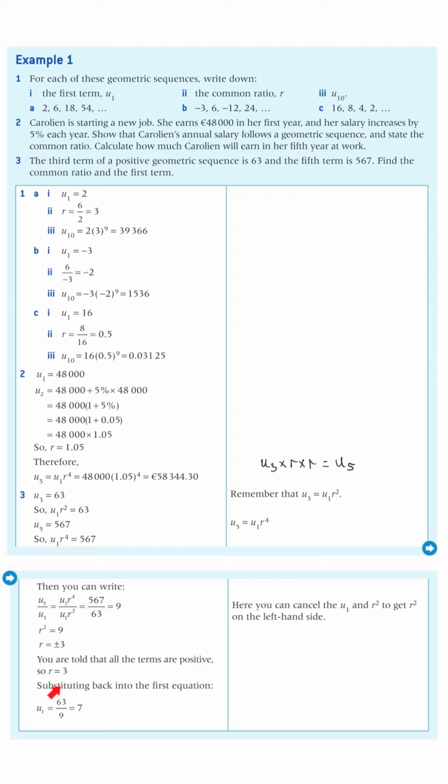So R is 3, and then you put it back into the first equation. Well, in our case, we can also say if U3 times R equals U5, then we can also say that U1 times R equals U3. Okay, and we know R, we know U3, so we should be able to find U1. Now, R squared there, we know R is 3, so that's 9. So U1 is U3 divided by 9. And U3 was 63 divided by 9 is 7. Okay, there you go.